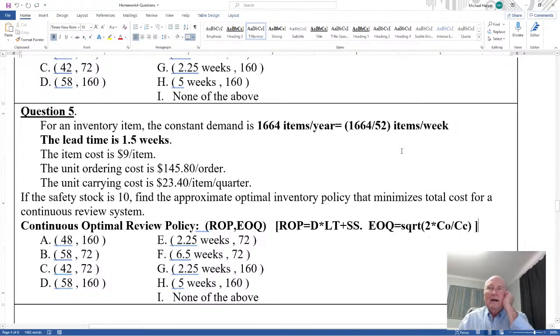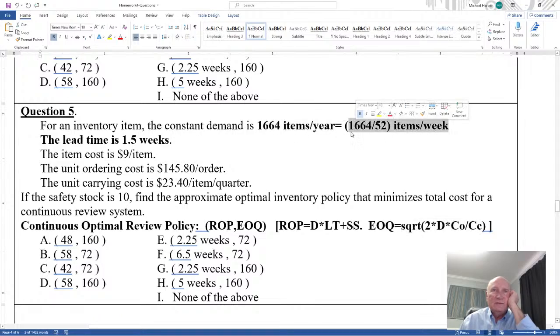Okay. So again, optimal review policy would be EOQ. I said it there, so we need the EOQ. Okay, so 2 times demand times, there we go. Square root of 2 times demand times C sub C. Oh, well, if my demand, well, this is in years, this is in weeks. I have my carrying cost down here.